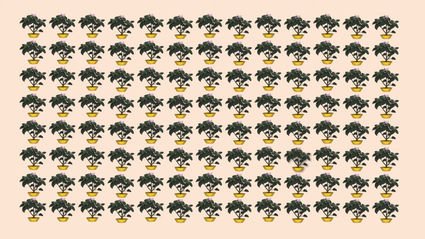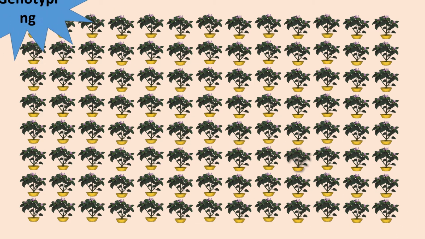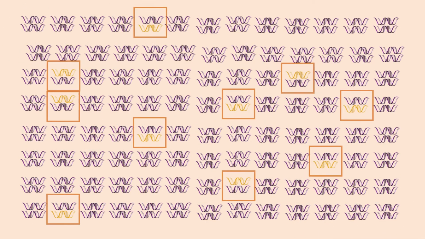If the gene coding for the trait of interest is known, then the mutation of interest can also be identified by genotyping the plants and identifying the individuals that carry the mutated genetic sequences.